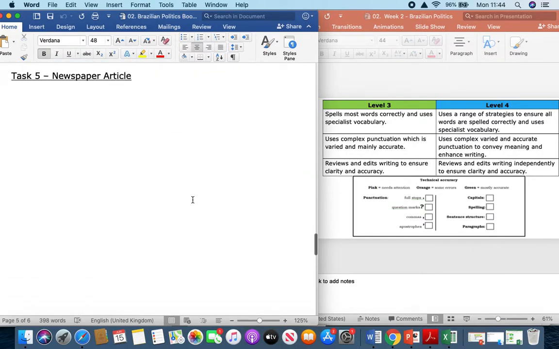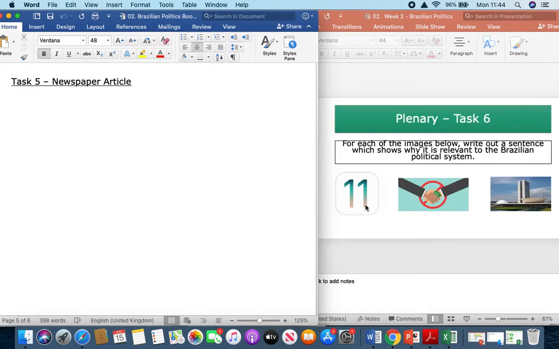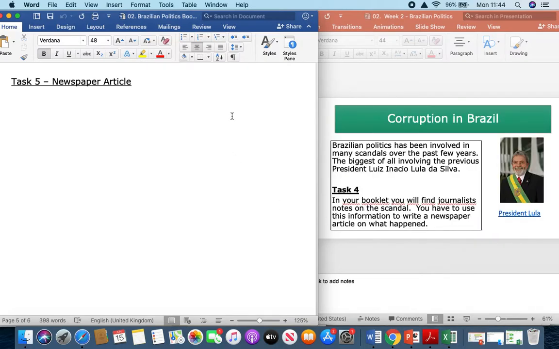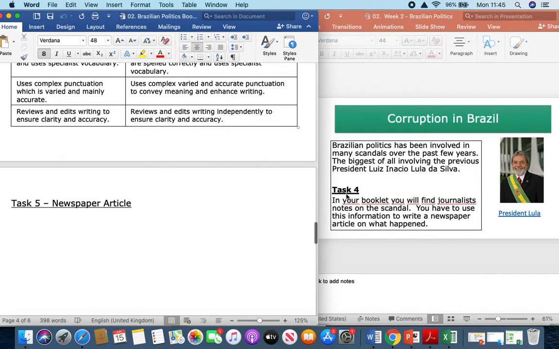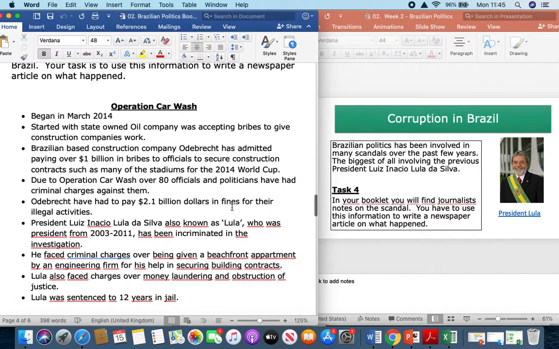Task 5 is your newspaper article. What you're going to do is write a newspaper article in your jotters or your booklet, whatever you're using to write it down, and that's the information that you're going to use. Okay, so here's your quotes.